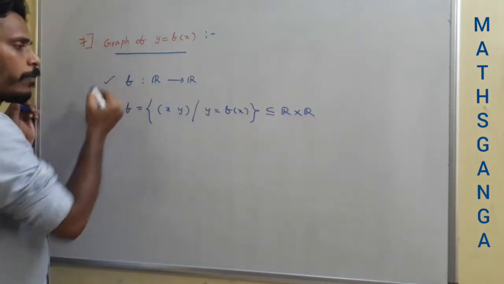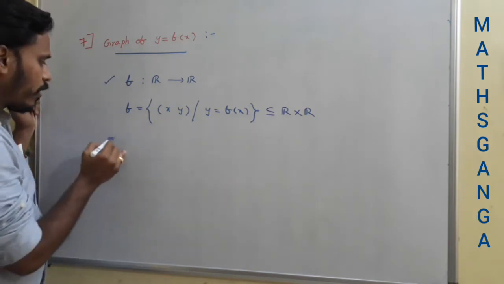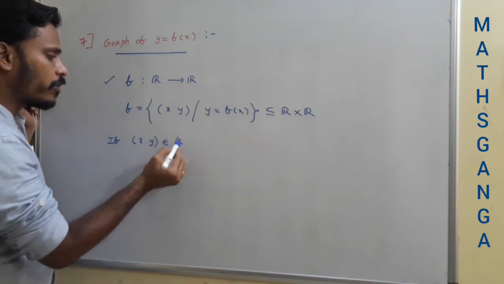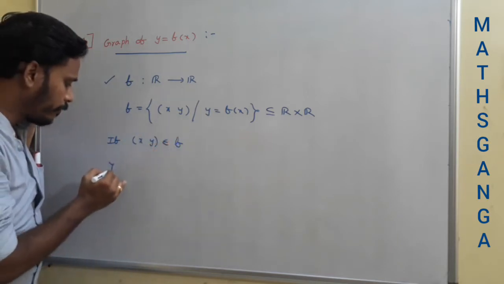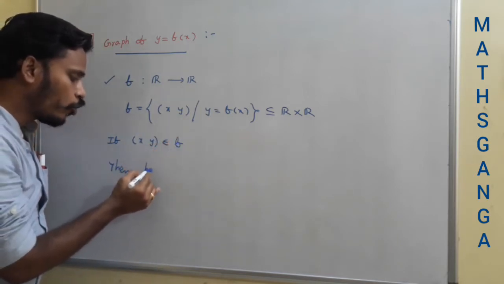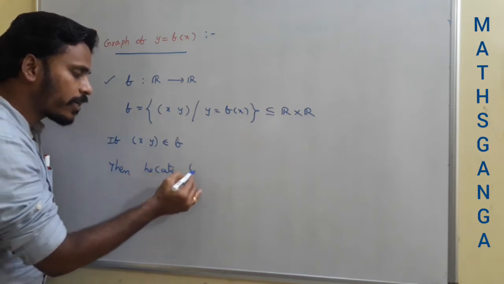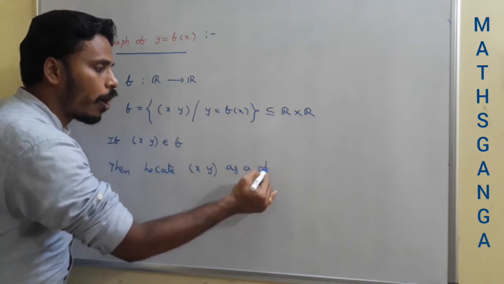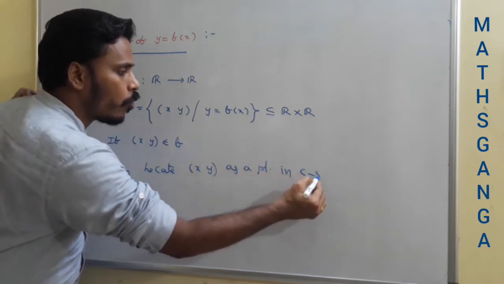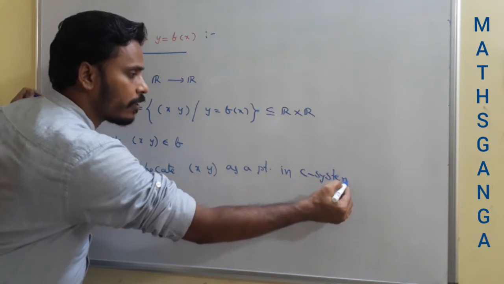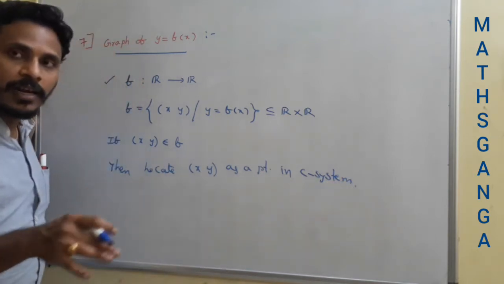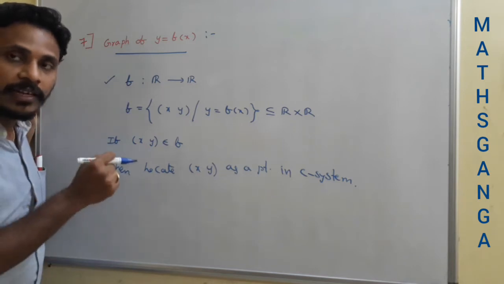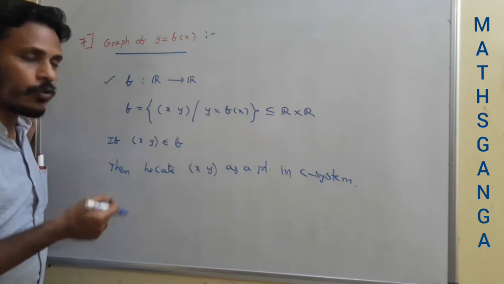Okay, and now in this case, if x comma y belongs to the function f, then we need to locate x comma y as a point in the coordinate system. I think you are all aware of the coordinate system. The horizontal line is the x-axis, the vertical line is the y-axis, and their intersection is the origin. I think you know everything about it, right?